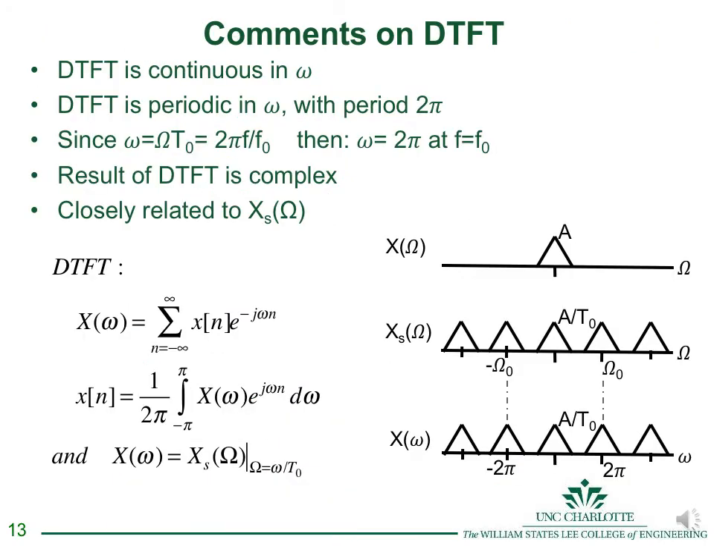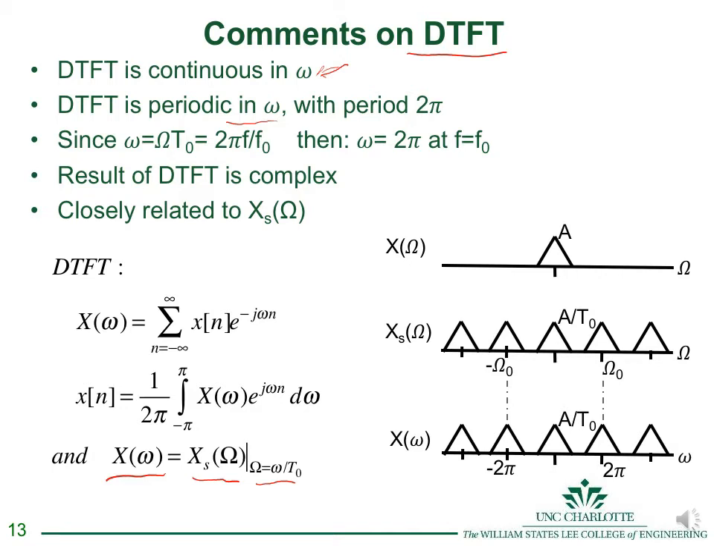So this makes it very straightforward to extend our earlier results to the discrete time Fourier transform now. And we can see a few things. The discrete time Fourier transform frequency variable omega is a continuous variable, just like Omega is in the continuous time Fourier transform. It's periodic in omega, and it turns out it has a period of 2 pi. And so recall that X(omega) equals the sampled X_s(capital Omega), replacing Omega by omega over t0.